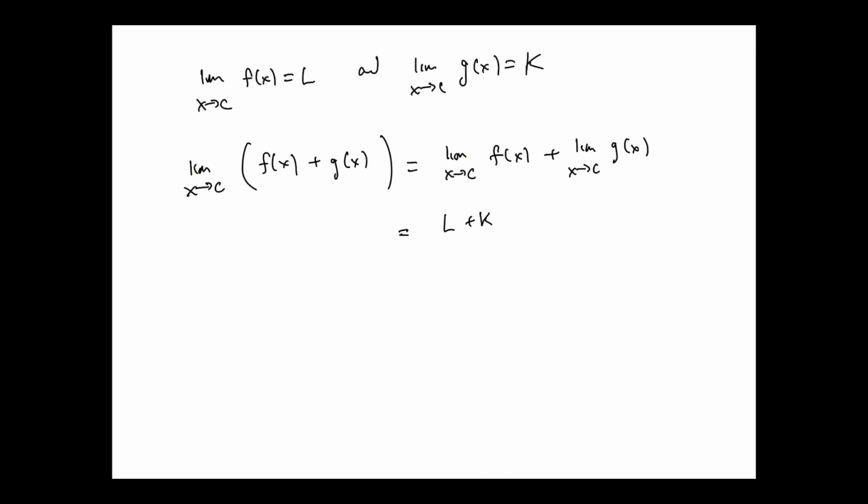Yeah? All right, now, was there anything special about addition here? Could we have done subtraction instead? Well, what happens then? Instead of being plus, it's minus. Okay? What about multiplication? What do you think happens there? Okay, so if I had the function f of x times g of x, what is the limit of that going to be? LK, right? It's the product of the two limits.